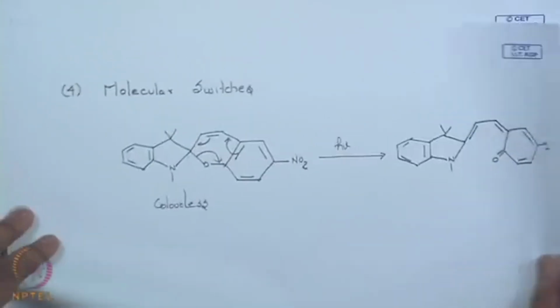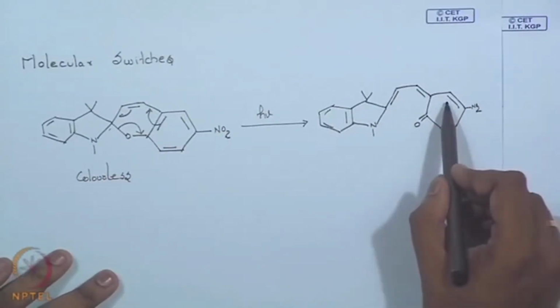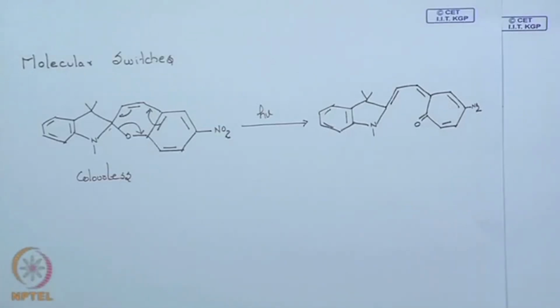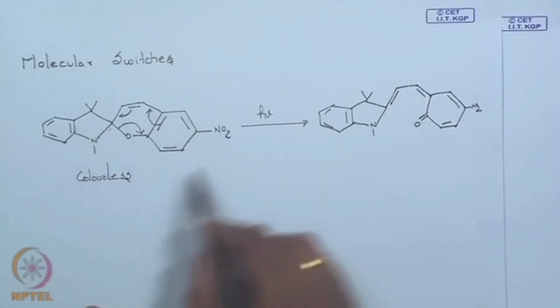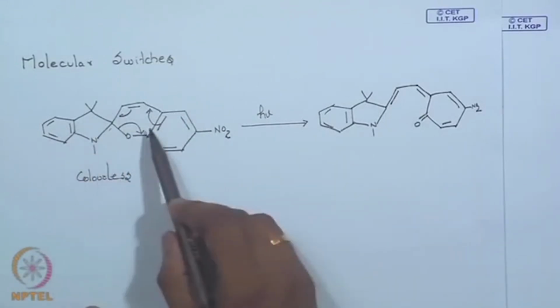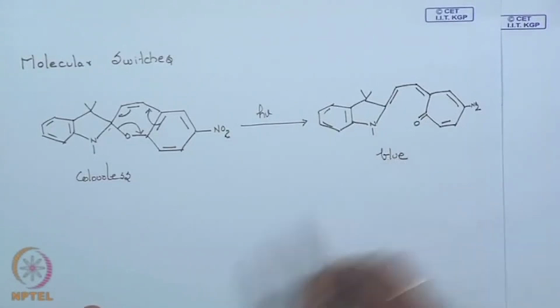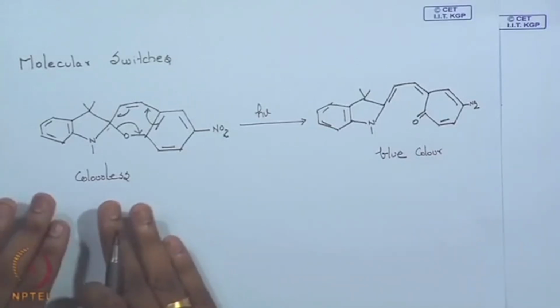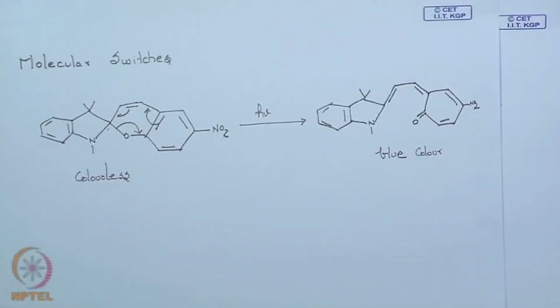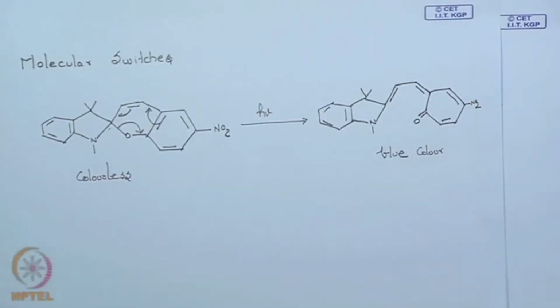Nitro. So it should be nitro. Yes, NO2, and you have a double bond here with a ketonic form. If you see this one, initially it was colorless. Once the ring is open, this immediately becomes blue color. See, that's a nice part of it. I told you there are many examples where you have a colorless molecule that on photolysis immediately becomes a blue color.